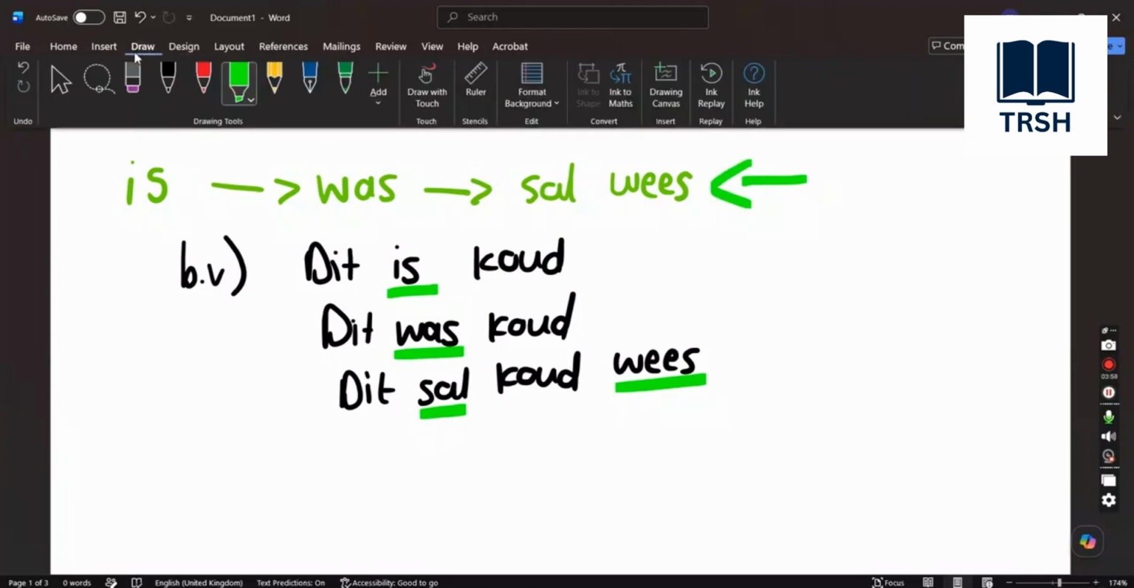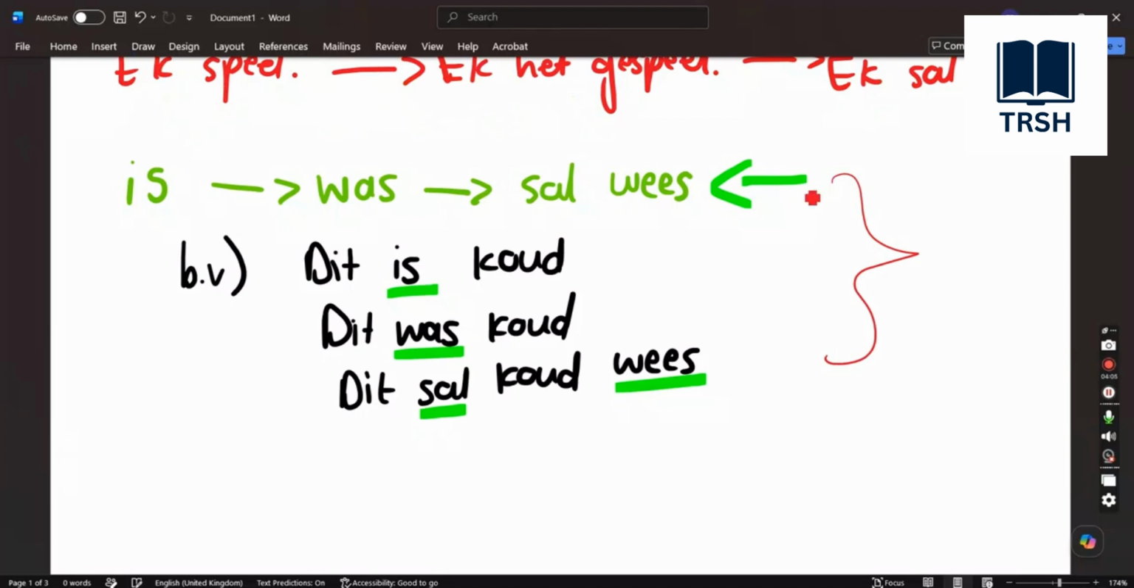Now let's look at a different concept. You need to understand that this is just rules. It's just how it is. Not every sentence will have a het, not every sentence will have a ge, not every sentence will be the same. So this is just a rule when it comes to is, was, and sal wees. So you need to know this.